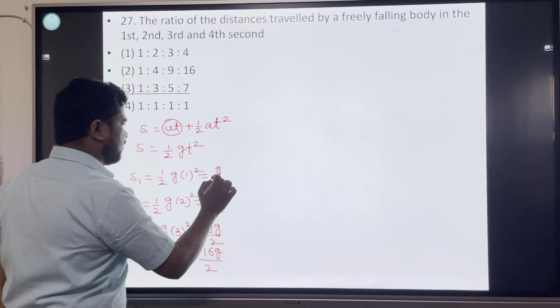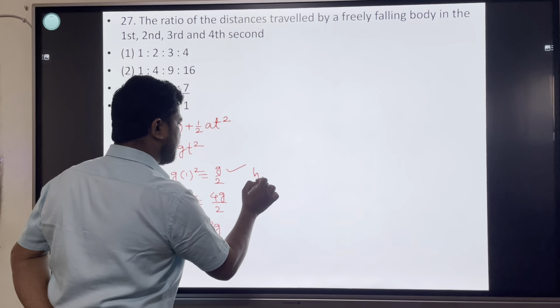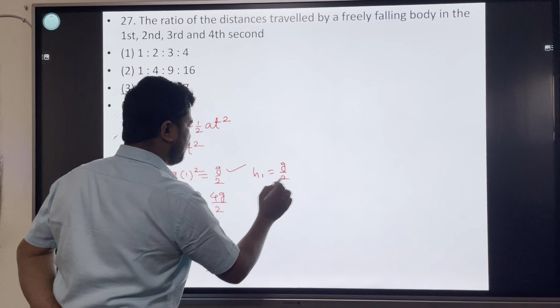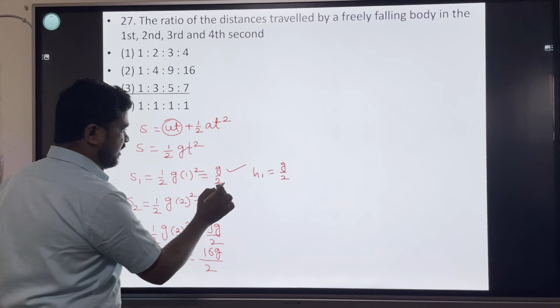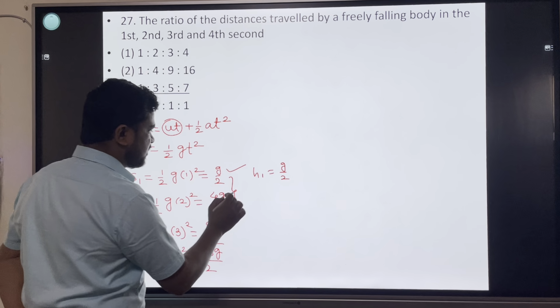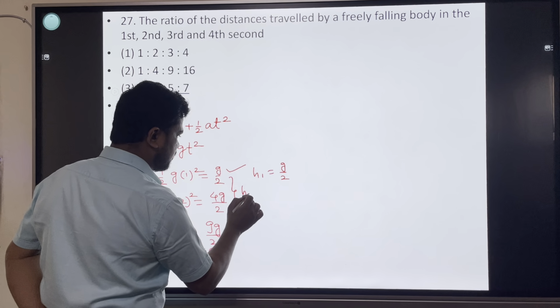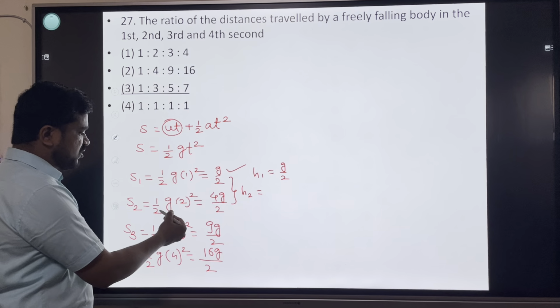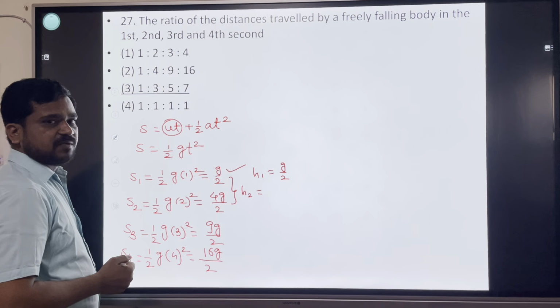This is distance travelled in first second. It is correct. h1 is equal to g upon 2. Now distance in second, h2, is equal to distance in total 2 seconds minus distance in 1 second.